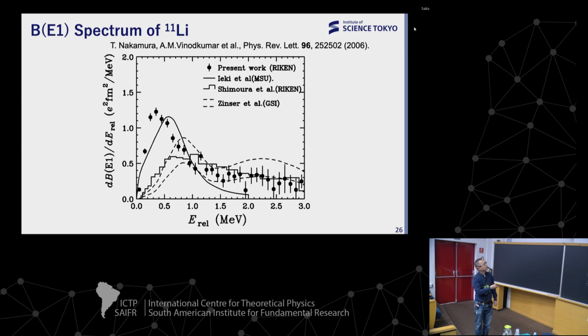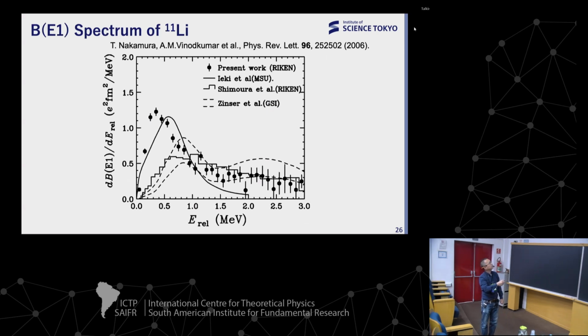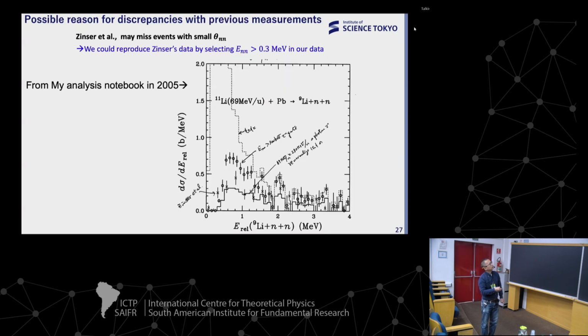Okay, with that, what happened? So this is our result, black dots. And our results are rather similar to the MSU result. This is due to the fact that we have much better sensitivity compared to the previous experiments of RIKEN and GSI. And maybe, as I said, I should explain how hard experimentalists work. How hard we are working. So this is from my notebook, 2005, 20 years ago.